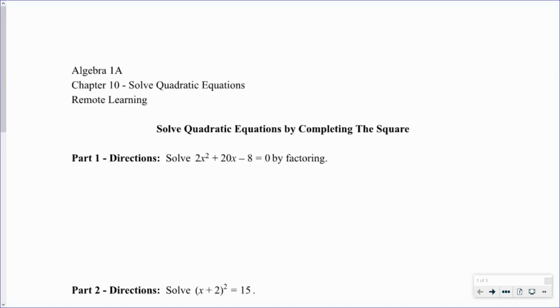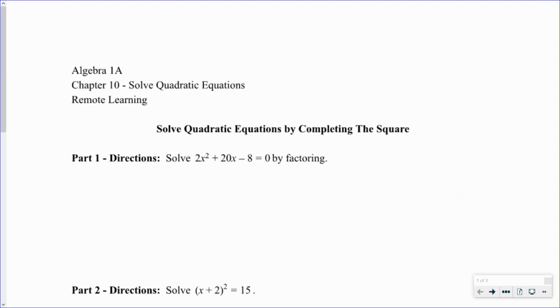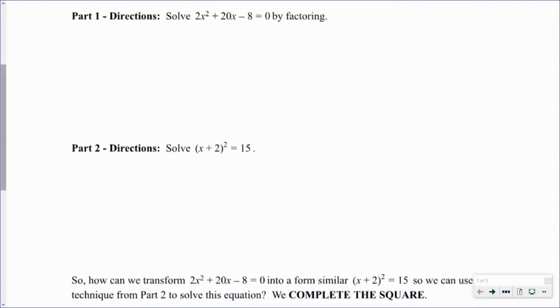All right, so recently we've been studying how to solve quadratic equations by factoring. So what we're going to do today is take a look at an example and try to solve it by factoring. The example we're going to look at is found here in part one. It says solve 2x squared plus 20x minus 8 equals 0 by factoring. So let's go ahead and try to do that.